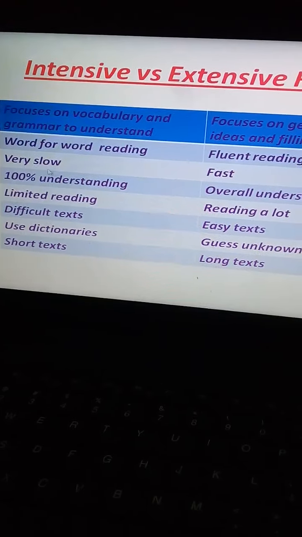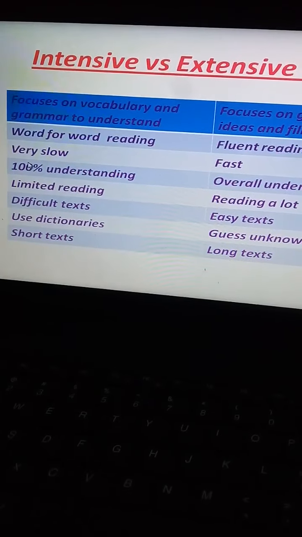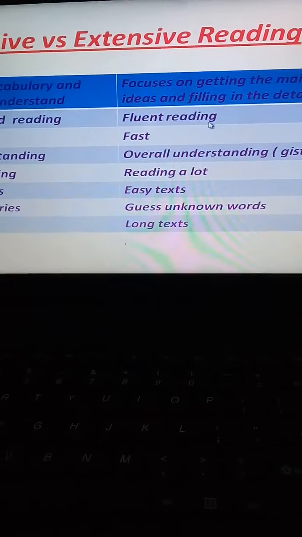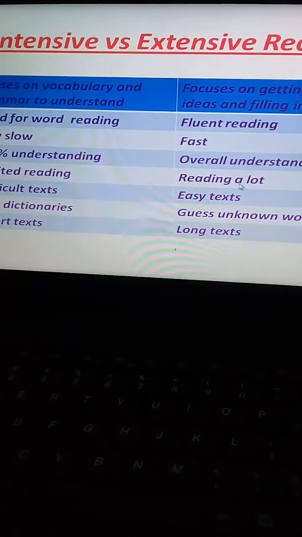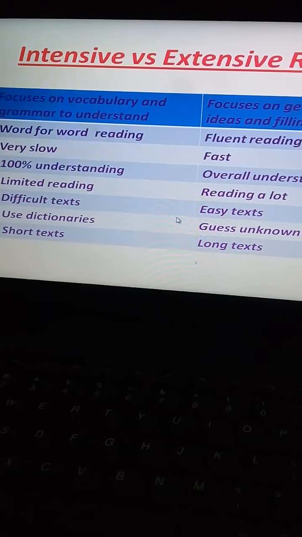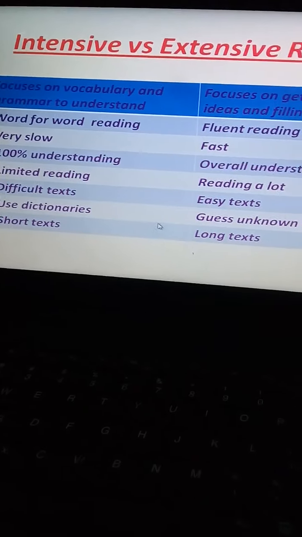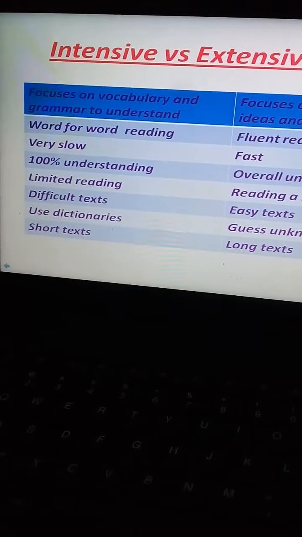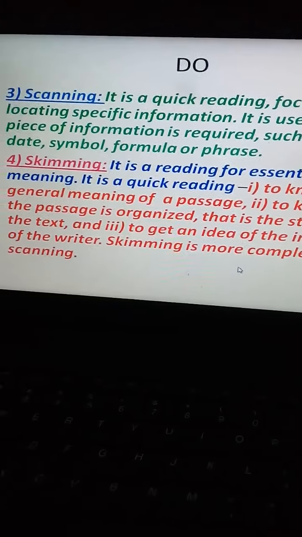Intensive reading is very slow, and here reading is fast. We need 100% understanding in intensive reading, and we need overall understanding in extensive reading. Here, limited reading is needed. Here, reading a lot is a must. Here, texts are difficult. Here, texts are easy. Dictionaries are used by the learners, and here, learners should guess unknown words without using a dictionary. Texts are short, and here, texts are long.